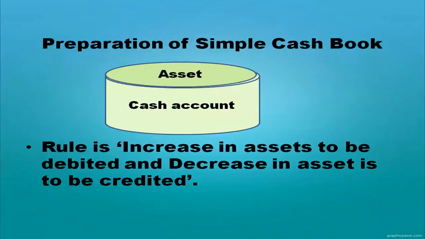Which rule do you have to follow while recording cash? You know that cash is involved as an asset, so cash will come under the asset account. We have already studied capital, asset, revenue, expenses, liability, etc. as the main types of accounts, and under that, you can include cash in the asset account. The rule for the asset account is: increase in asset will be debited and decrease in asset will be credited.